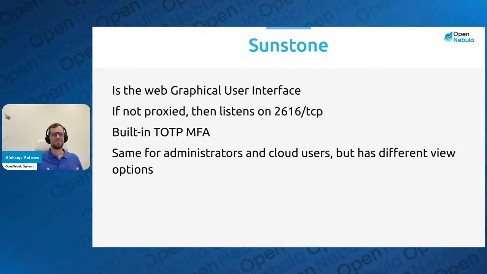If you're not using a proxy, or if you don't do anything custom, and we can agree that you should install it with the miniONE deployment, then your Sunstone is going to listen on port 2616. That is the default port. Obviously, you can proxy it via whatever proxy you would like to, or even change it in the configuration if you'd like to. But if we're talking about the vanilla deployment, then here it is.